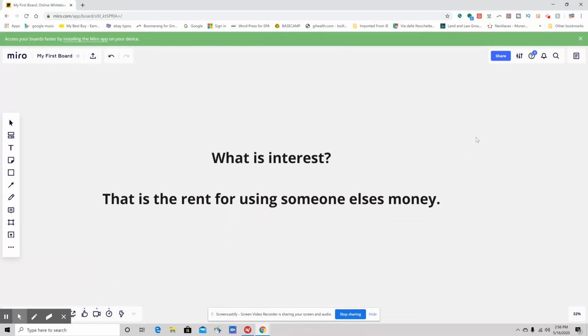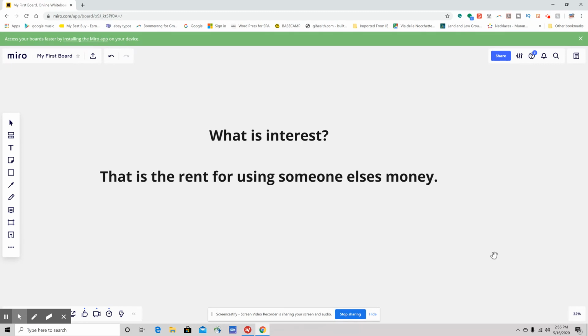What is interest? So interest, because we've spoken about that before. Principal is the loan amount, what the loan balance is. So if you loan me $10, the principal is $10. If the interest that I have to pay on that is 2%, then we have a 2% interest on top of that. So interest is basically the rent for using someone else's money.